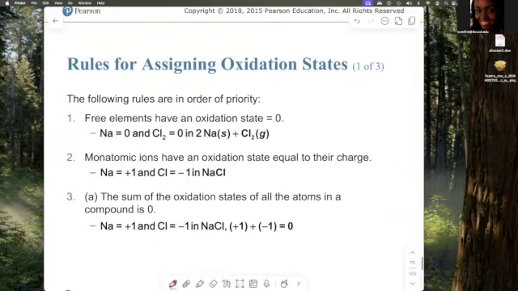Okay, now the rules. This is my favorite part right here. The rules of assigning oxidation states. Please, please, please learn these rules.